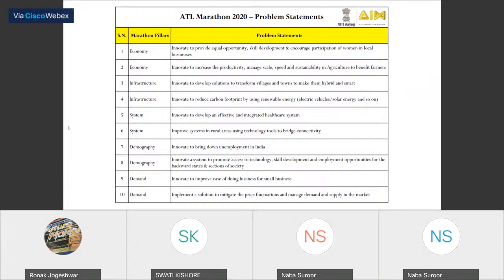When I think of this particular problem statement, I think of creating a matchmaking or connecting mechanism for an employee and an employer. In demography, the second one is innovate a system to promote access to technology, skill development, and employment opportunities for the backward states and sections of society. I think of maybe developing an online ICT or technical training tool which will help these students or aspirants to understand and learn the skills which are required in an industry. For example, if I'm a mechanical engineer and I was trained in the lathe machine when I was in the first year of engineering, it's extremely important for any machine operator to understand what a lathe machine is and how to operate it.